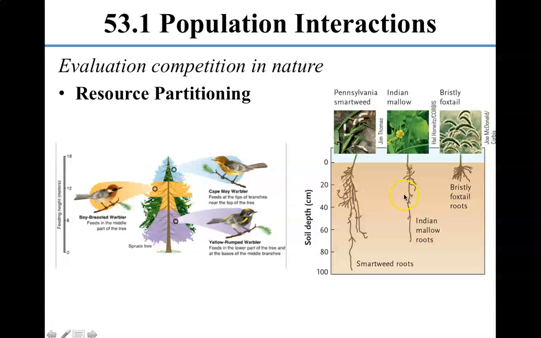With these plants, it's something similar. So this plant has shallow roots, this one has medium roots, and this one has long roots. So this one's getting water from close to the surface, this one's getting water from medium depths, and this one's getting water from the deepest depths. So why do they do that? This means they can live side by side and they're not all competing for the same limited resource, in this case, water and nutrients in the soil.